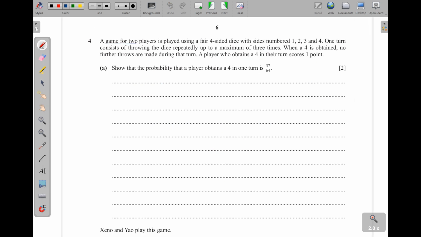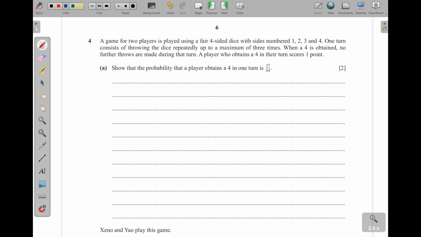Question 4. A game for 2 players is played using a fair 4-sided dice with sides numbered 1, 2, 3, and 4. One turn consists of throwing the dice repeatedly up to a maximum of 3 times. When a 4 is obtained, no further throws are made during that turn. A player who obtains a 4 in their turn scores 1 point. Show that the probability that a player obtains a 4 in one turn is 37 over 64.